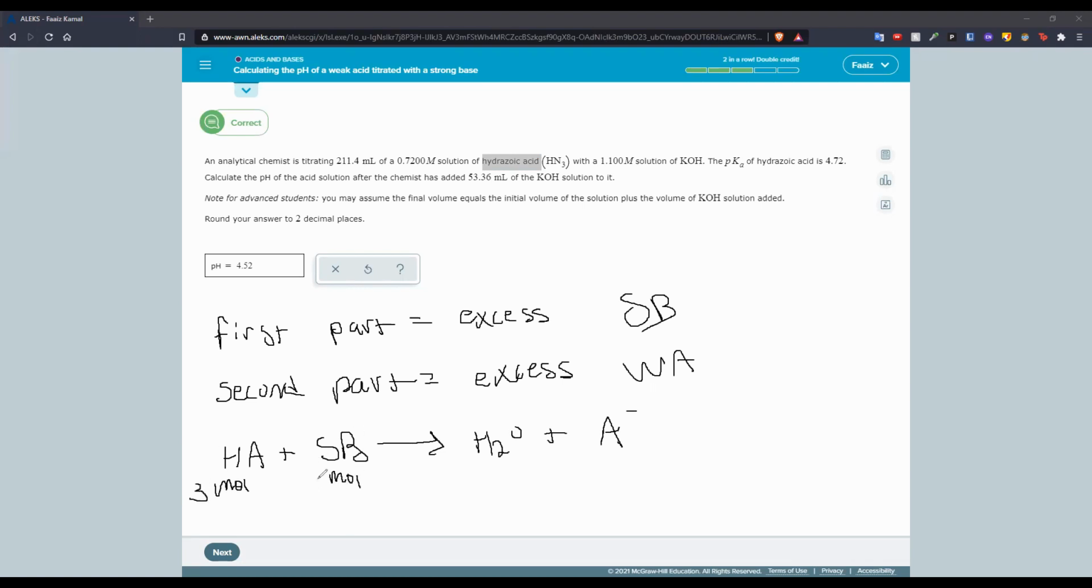So say you had 3 moles of HA and 5 moles of strong base. Since you have more moles of strong base, it's gonna be excess, and you go to the first part of the video. If you have the other way around, 5 moles of HA and 3 moles of SB, you have excess weak acid. So you go to the second part of the video, or the second question I did.